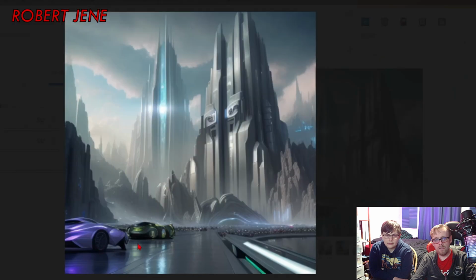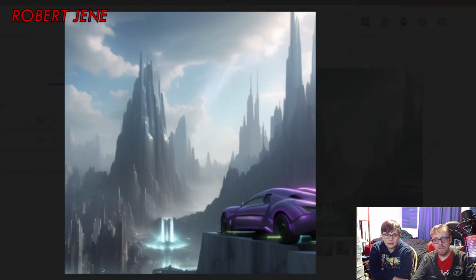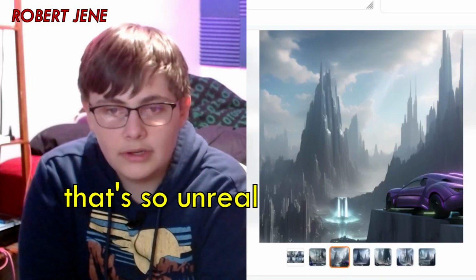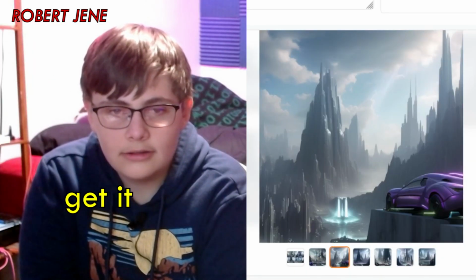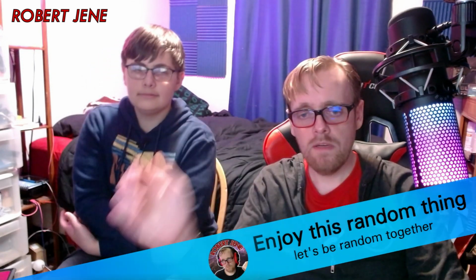That car looks kind of okay. Oh, that car looks good. Yeah. The underlighting, green and purple, and that waterfall way over there. That's the Unreal Engine. That's so unreal. Get it?